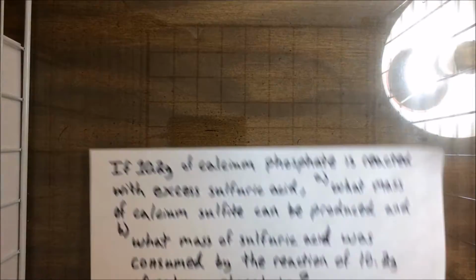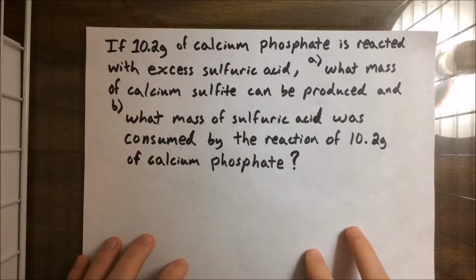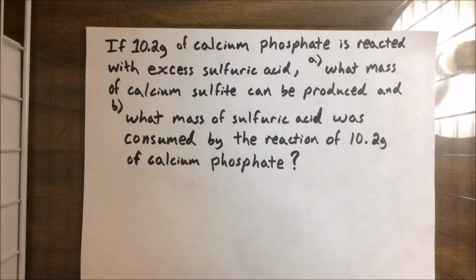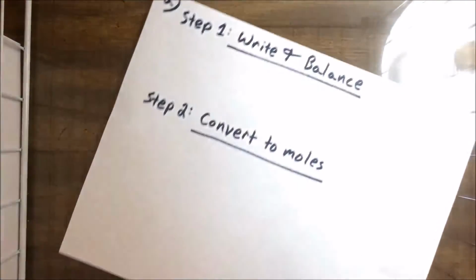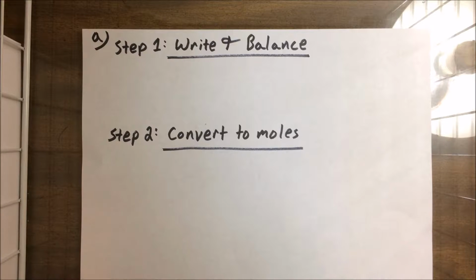In this example, we're going to use the following. If 10.2 grams of calcium phosphate is reacted with excess sulfuric acid, A, what mass of calcium sulfite can be produced, and B, what mass of sulfuric acid was consumed by the reaction of 10.2 grams of calcium phosphate. So for part A, we start with step 1, which is to write and balance the reaction.